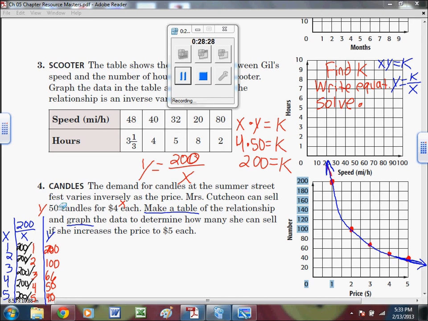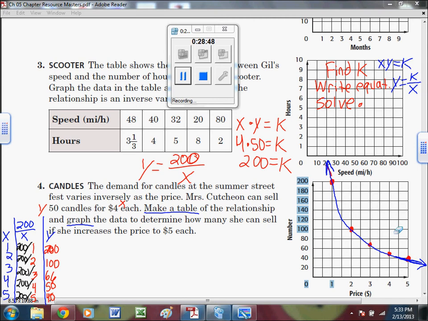And our table said the same thing. When we plugged in 5 down here, we got 40 as an output. And the output was the number of candles being sold. So if the price was $5, we're only going to sell 40 candles. We're not going to sell as many as if the price was only $1. And that kind of agrees with what we know. We know the higher the price, the less people that are going to buy it in general.